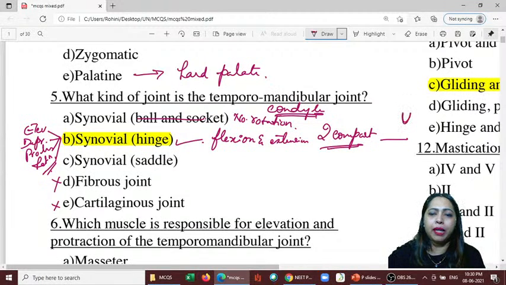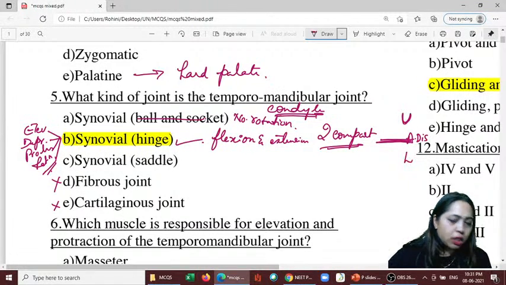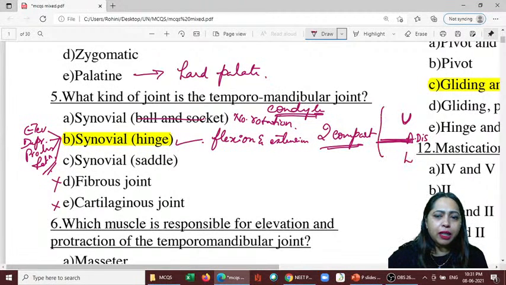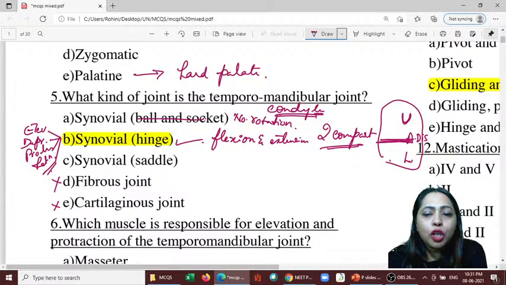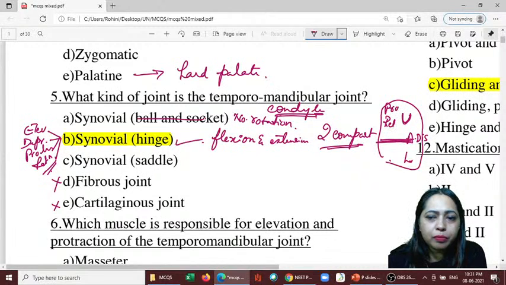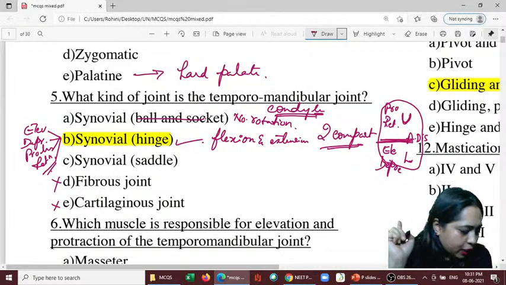But it has two compartments, one upper and another lower compartment. What separates them? It is the articular disc. So this articular disc separates the entire joint cavity into an upper compartment and a lower compartment. The upper is where the sliding and gliding type of movement happens, that is protrusion and retraction. And in the lower compartment you can see elevation and depression.